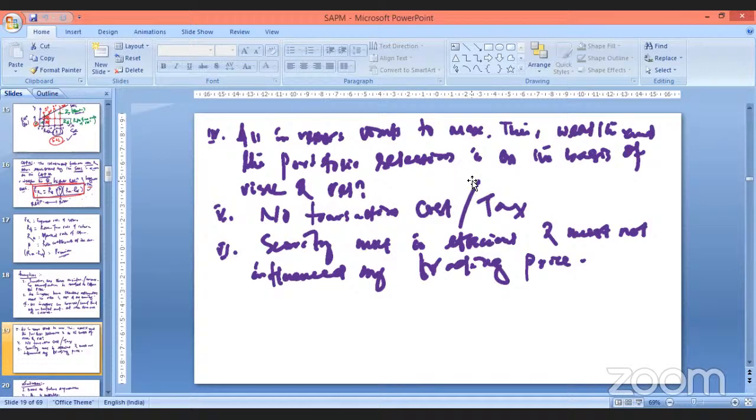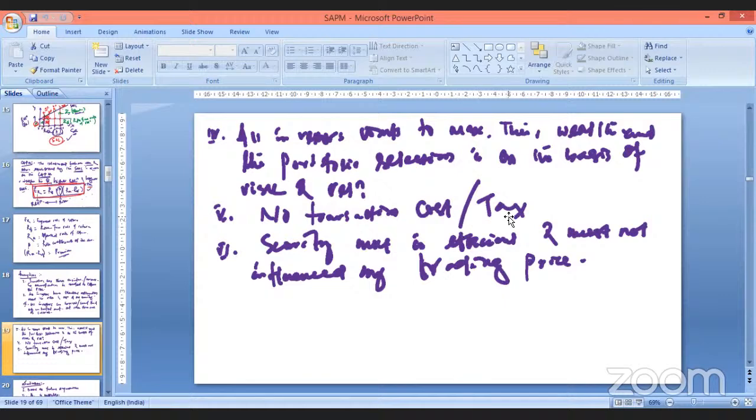Whenever, as an individual investor or as an institutional investor, how do you select the portfolio? You can select the portfolio by considering two things. What are these? Risk and return. These two elements are essential in order to select the portfolio. This is another assumption. Next one is no transaction cost or tax.